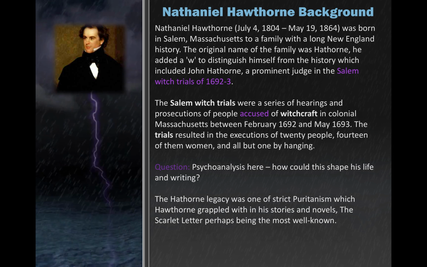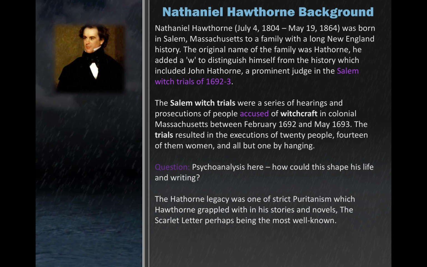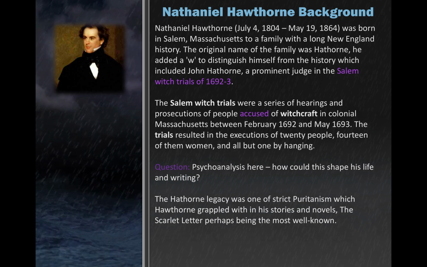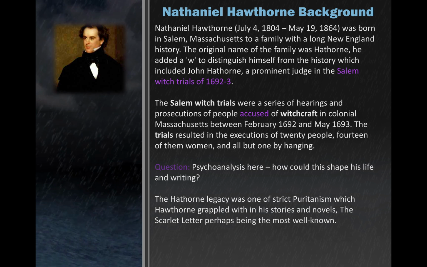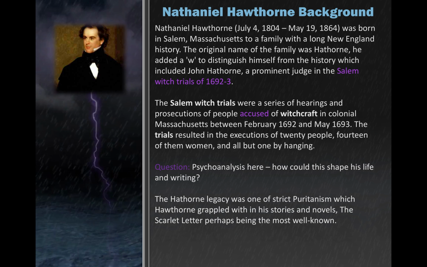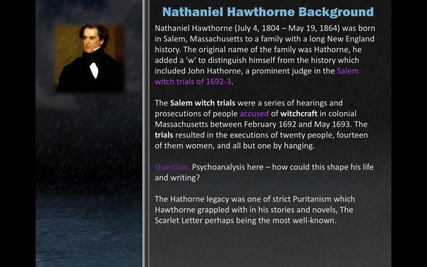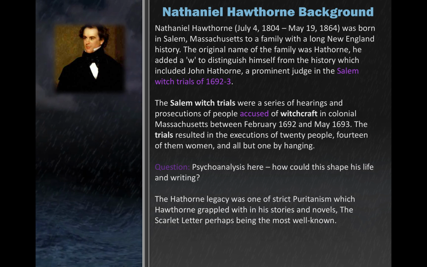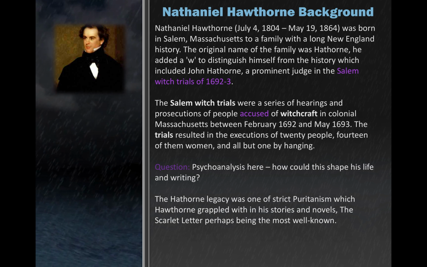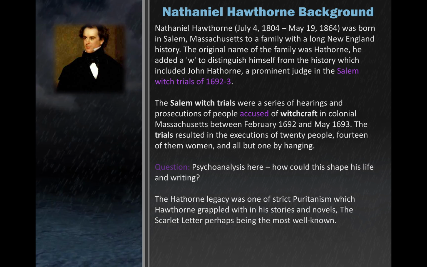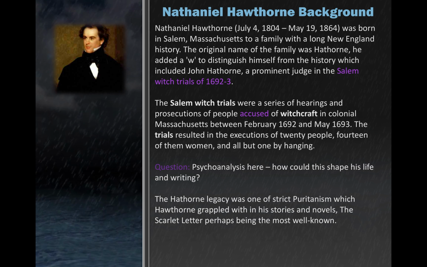The Salem witch trials were a series of hearings and prosecutions of people accused of witchcraft in colonial Massachusetts. The trials resulted in executions of 20 people, 14 of them women, and all but one by hanging. It was a period of paranoia, kind of like the Un-American Committee that we discussed with the historicism with the lottery. A time of great paranoia that led to death. And so he wanted to escape that history.